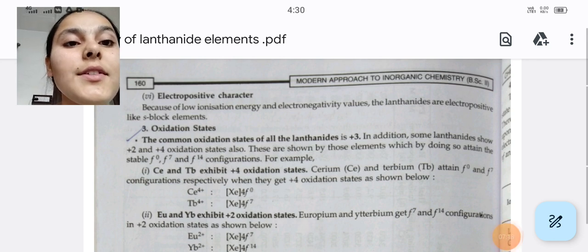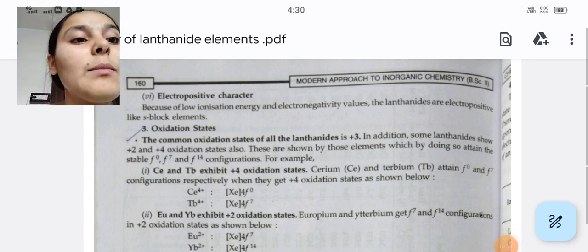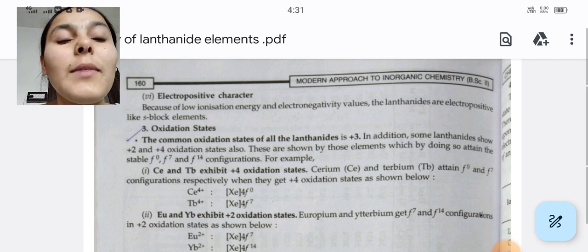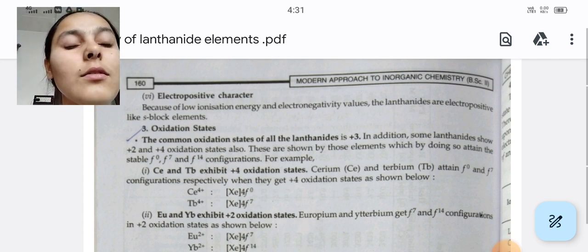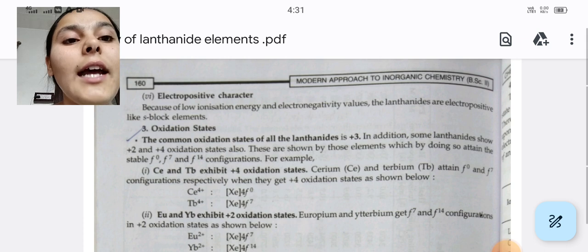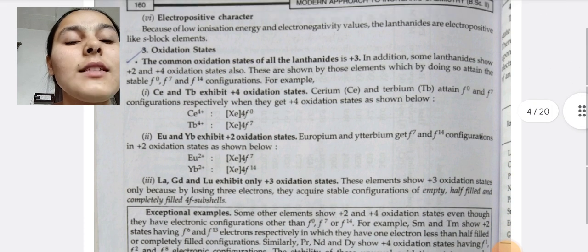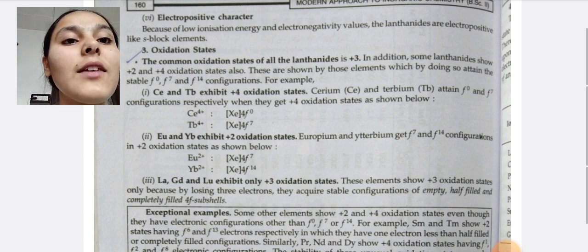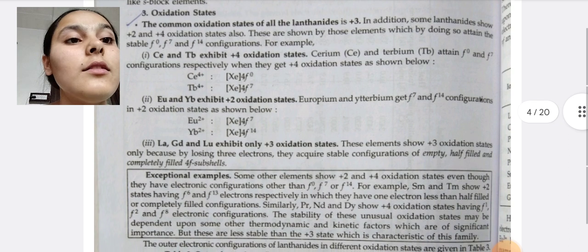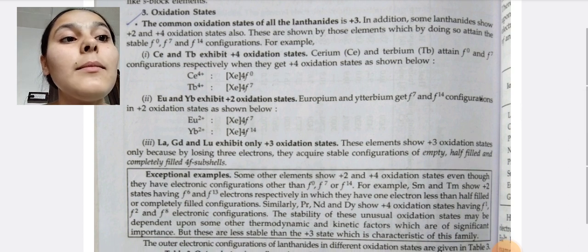Third, oxidation states. The common oxidation state of all the lanthanides is +3. In addition, some lanthanides show +2 and +4 oxidation states also. These are shown by those elements which, by doing so, attain the stable f0, f7 and f14 configuration. Ce and Tb exhibit +4 oxidation state. Cerium and terbium attain f0 and f7 configuration respectively when they get +4 oxidation state, as shown below. Europium and ytterbium get f7 and f14 configuration in +2 oxidation state.